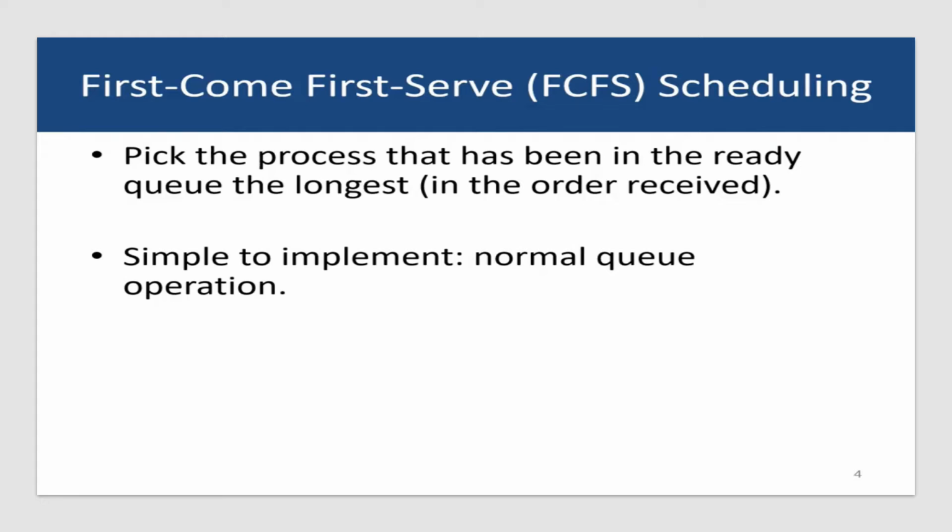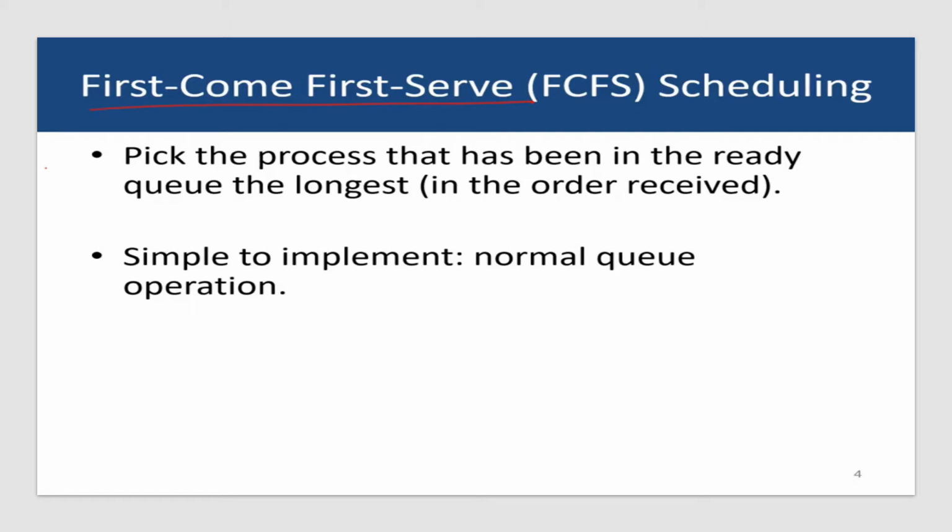Alright, so let's dive into the discussion of actual CPU scheduling algorithms now. The simplest CPU scheduling algorithm that we'll talk about is first come first serve scheduling. As the name implies, in the FCFS or first come first serve scheduling algorithm, the processes are picked for execution in the order of their arrival in the ready queue. The processes that request the CPU first are allocated the CPU first.